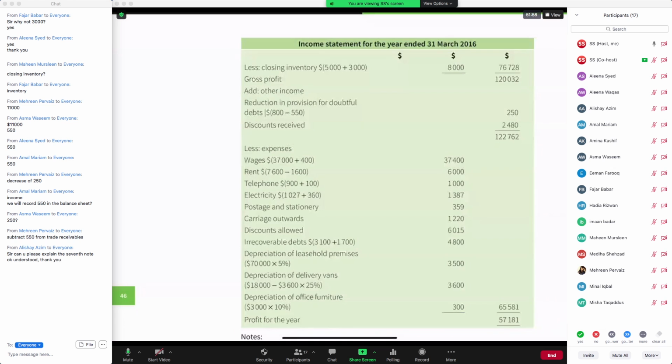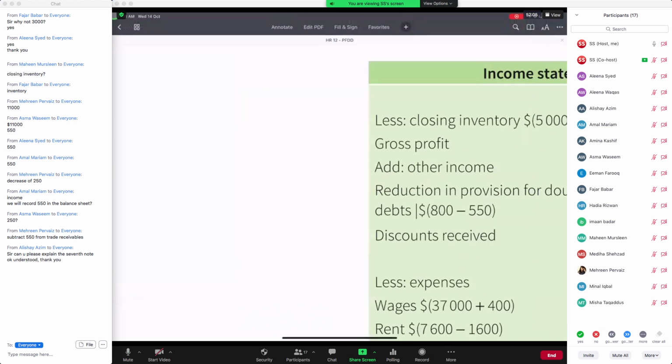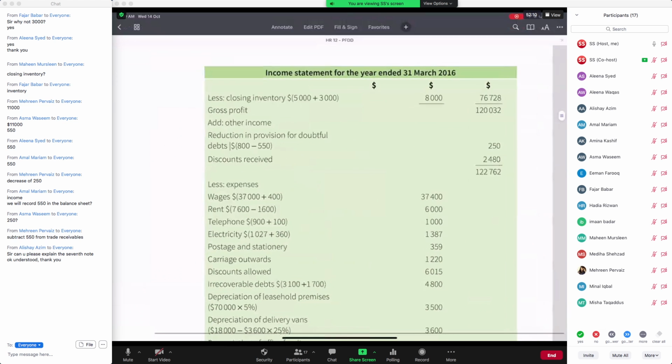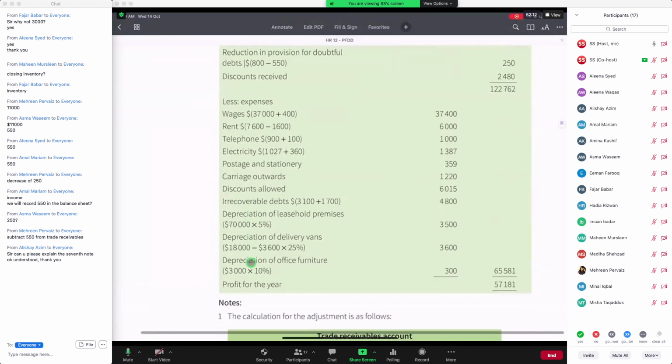You can see here depreciation is 5% of the cost, whereas for delivery vans it's 25% of the net book value. The net book value is obtained after subtracting the previous year's depreciation from the cost. Office furniture is again on straight line, so 10% of the $3,000 cost.